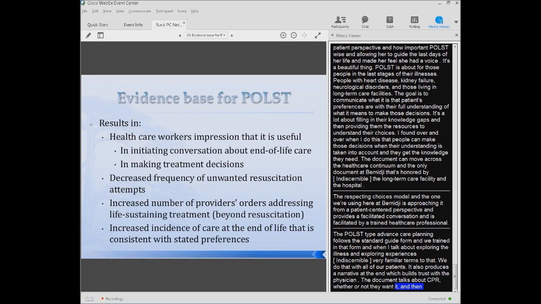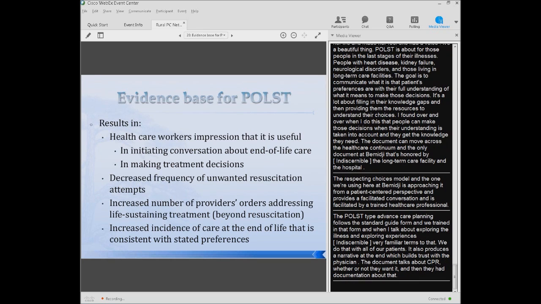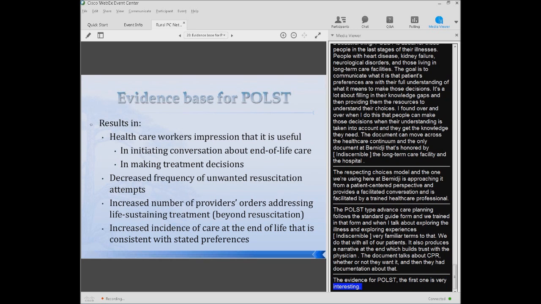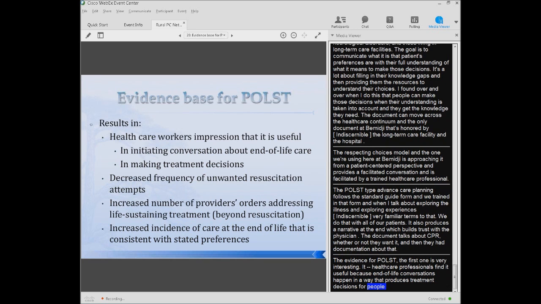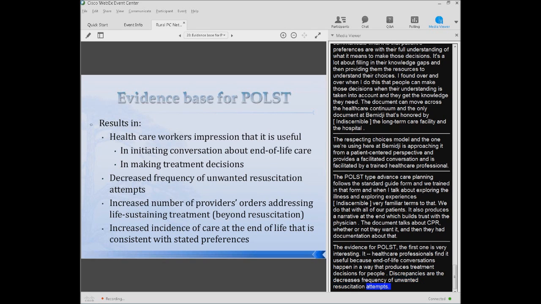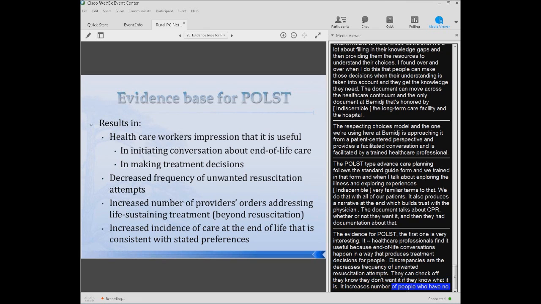And the evidence for both, I think the first one is really an interesting one. Healthcare professionals find it useful. They found it useful because those end-of-life conversations happen in a way that produces treatment decisions for people based in their context. It decreases the frequency of unwanted resuscitation attempts. People actually get a chance to say, no, I don't want that, knowing what it is. It increases the number of people who have more than resuscitation orders on their chart. And it increases the care at end of life that is consistent with what the patients say that they want.